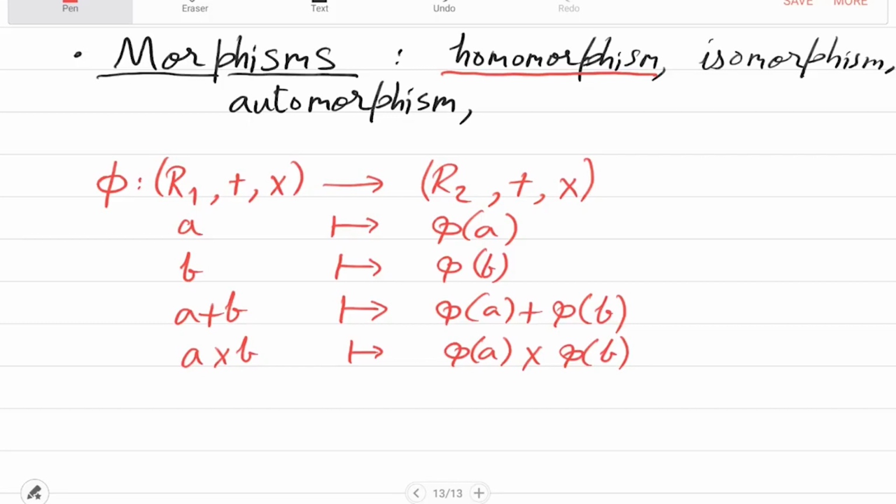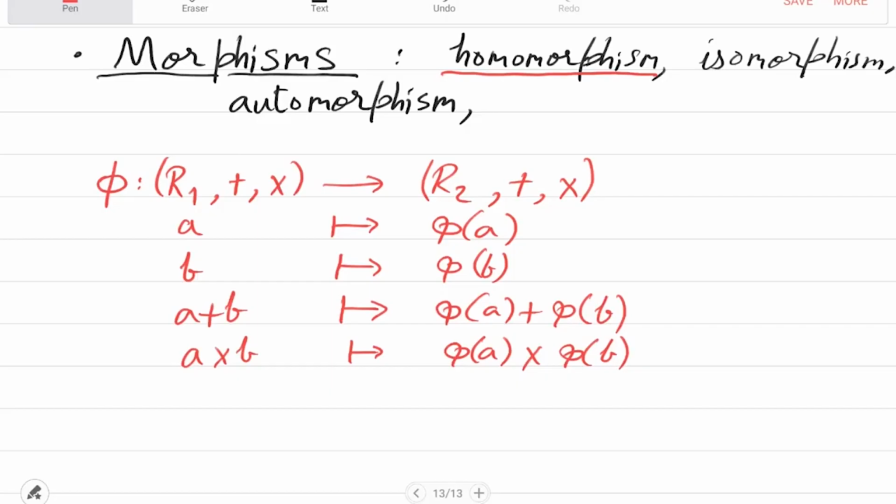So if phi is an isomorphism, then essentially it's fair to say that R1 and R2 are the same rings. They are not two different rings, but actually the same structure. You have just changed the alphabet, that's all. So isomorphism finishes the comparison. There is nothing left to say. What's an automorphism? When R1 and R2 are the same, and phi is an isomorphism. So it's an automorphism. Auto refers to itself.